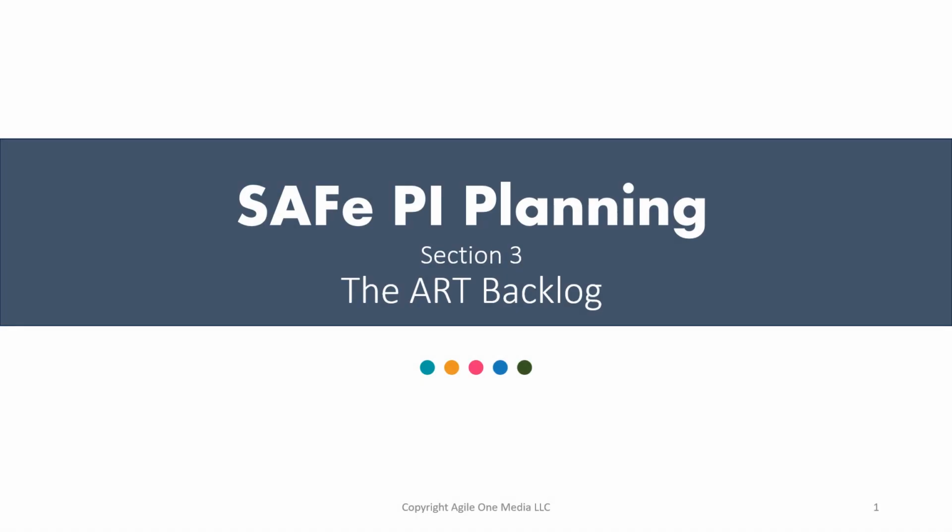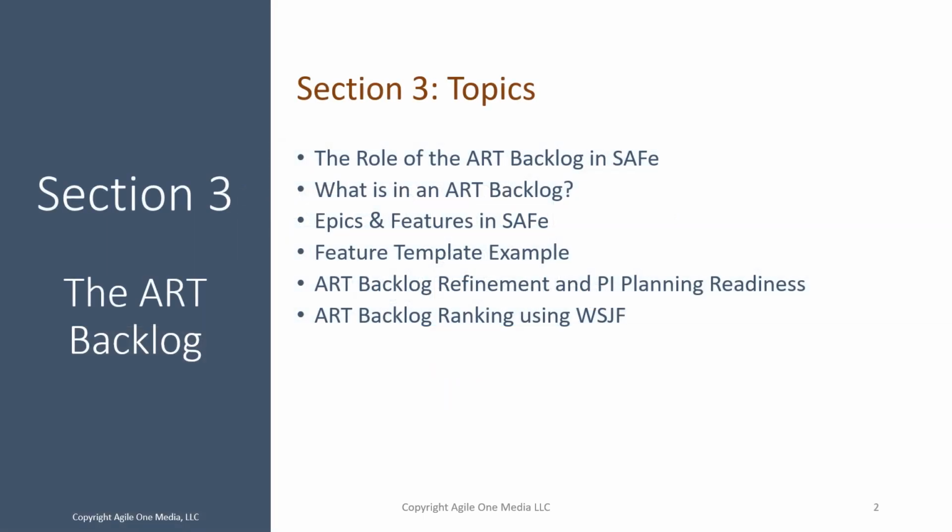This is PI Planning Section 3 where we will be going into some detail about the ART Backlog. Topics for Section 3. First of all, we'll look at the role of the ART Backlog in SAFe. We'll look at what kinds of things should be in the ART Backlog and why.